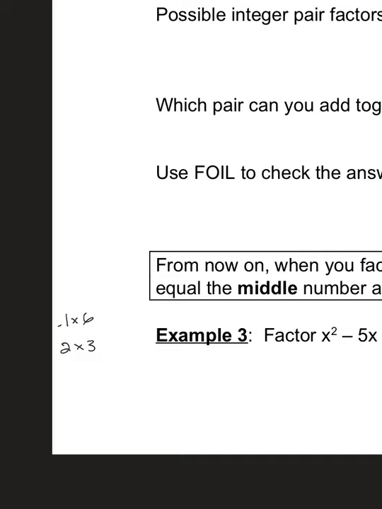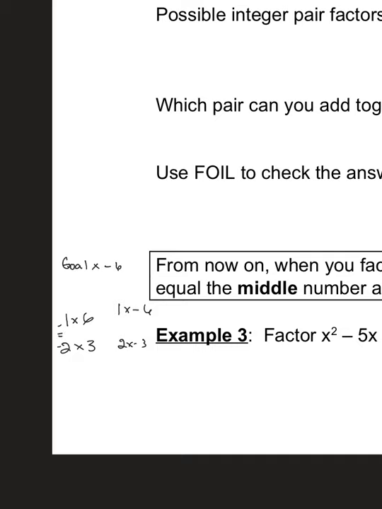Now the goal here is to get two numbers that multiply to negative 6. You need to remember that in order to get a negative number, the signs need to be opposite. So here I can have negative 1 times positive 6, or positive 1 times negative 6. I can have negative 2 times positive 3, or 2 times negative 3. So one of them has to be negative in order to get negative 6.